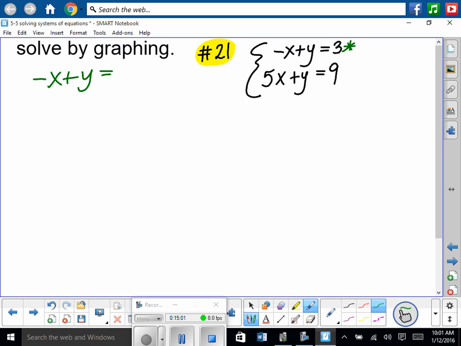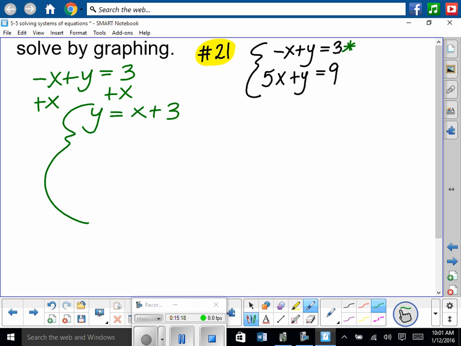So we're solving for y, right? So we add x to both sides. So we have y is equal to x plus 3. I'm going to write it in standard form or graphing form. So I changed the top equation here. Is everybody comfortable with that?